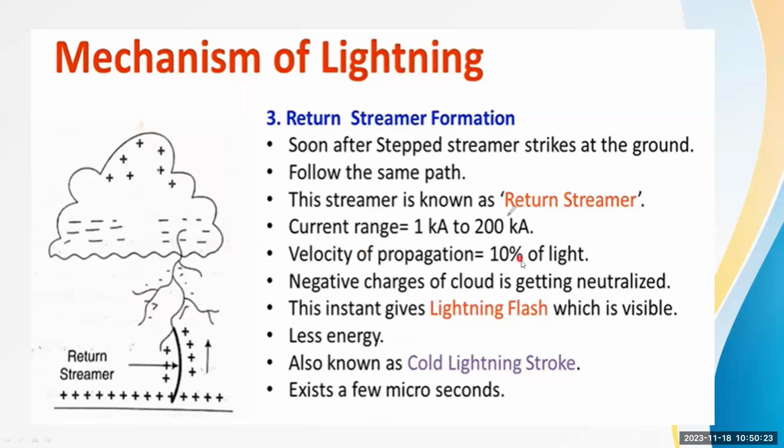So the velocity of propagation is 10 percent of light, the negative charges of the cloud get neutralized, and at that instant it gives a visible lightning flash. It has less energy and is also known as a cold lightning stroke. The return streamer exists for a few microseconds. So this is about the return streamer formation.